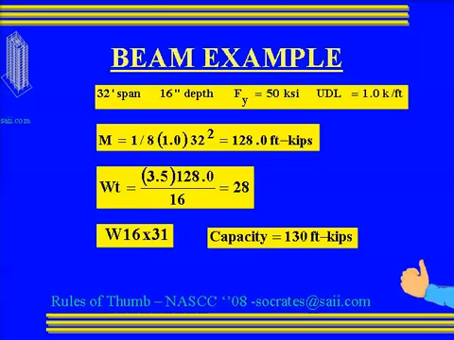Okay, here's the same span. We're now using 50 KSI, and we're limited to a 16-inch depth. Go through the numbers. You say, I need a weight of 28 pounds per foot. We know there's no such animal as 16 by 28, so we try a 16 by 31, and it's right on the money.